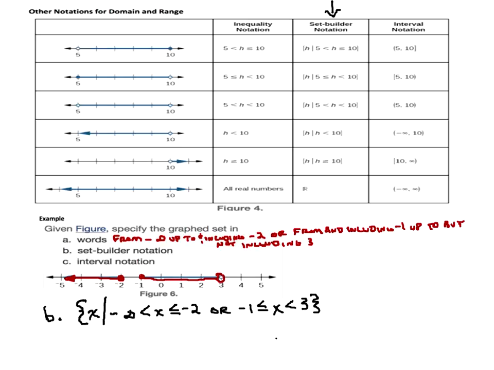So I prefer interval notation. It's succinct, and as long as you know your symbols, it gets right to the point. So in interval notation, we would write this domain that we're looking at here as starting at negative infinity and going up to and including -2, or going from and including -1 up to positive 3 non-inclusive. So my suggestion is, unless you're asked to do otherwise in your homework or something, I would just always default to interval notation.